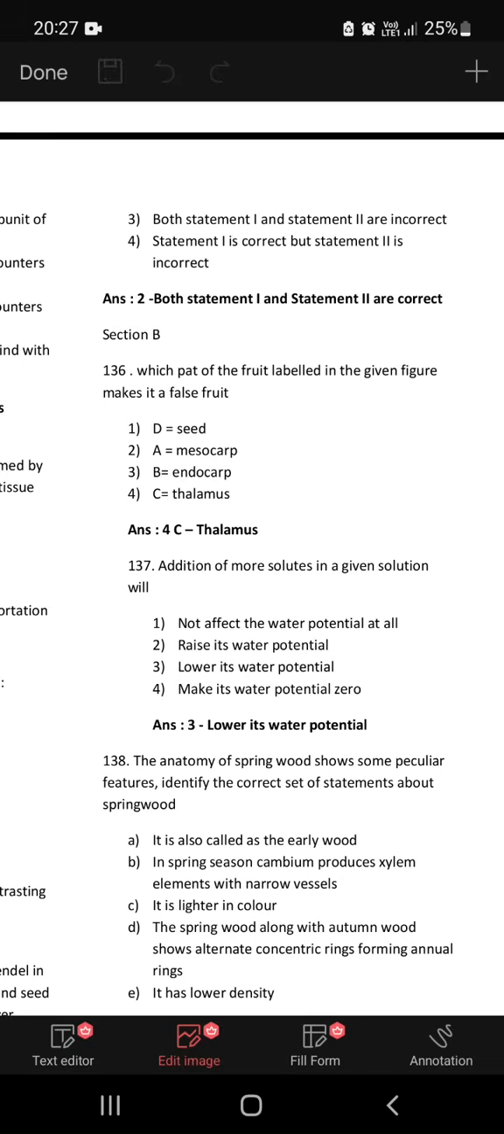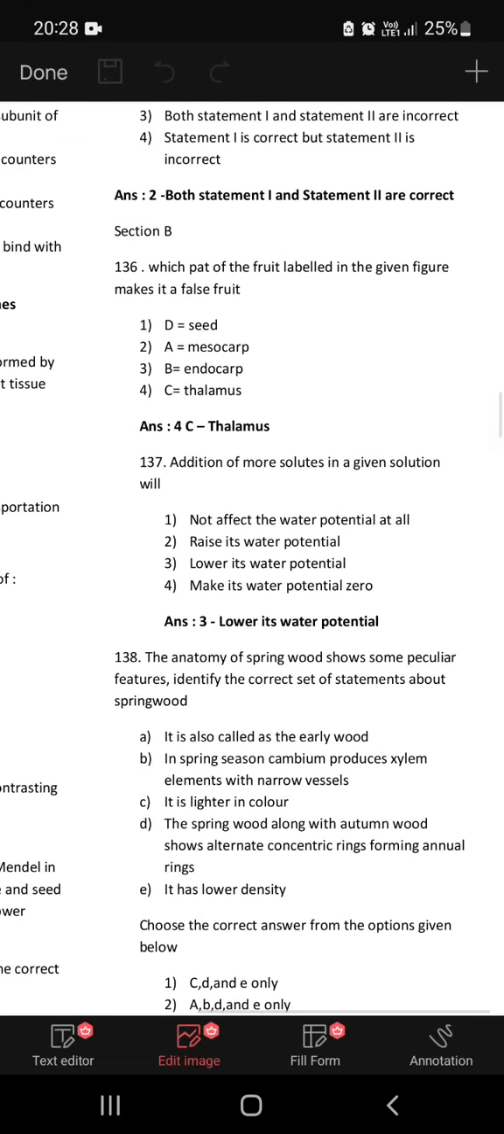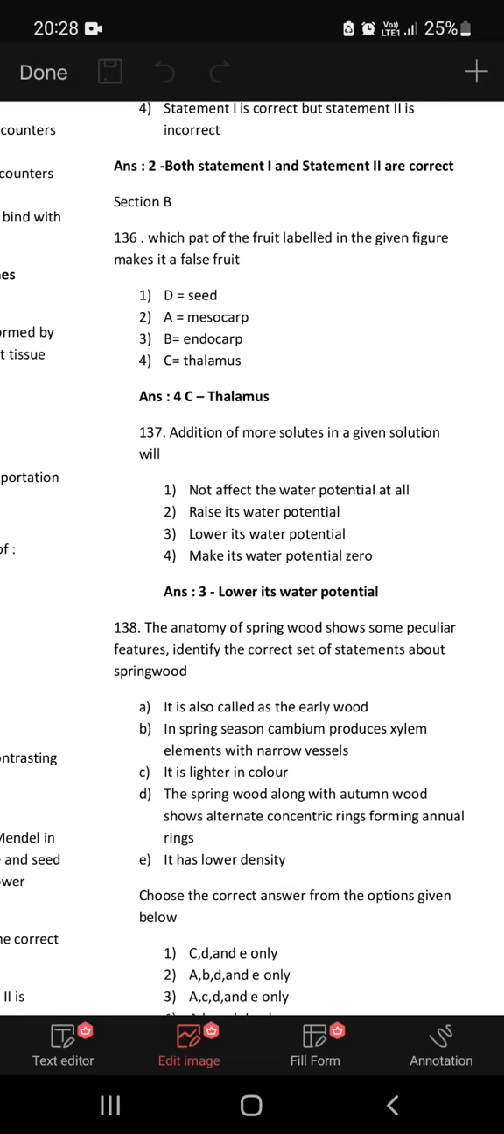So in section B, there will be 15 optional questions, of which 10 have to be answered. The first section A has 35 questions, all of which have to be answered. So section B, out of 15, 10 questions have to be answered. Which part of the fruit is labeled in the given figure that makes it a false fruit? So thalamus is going to make a false fruit. If fruit forms from thalamus, it is called a false fruit.